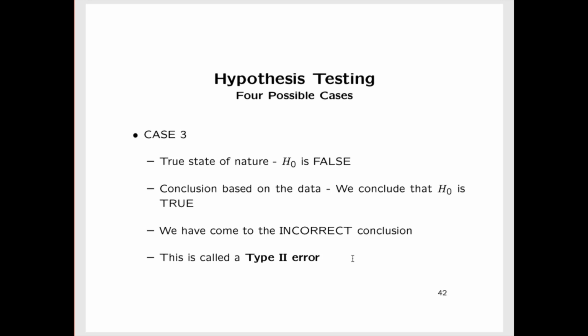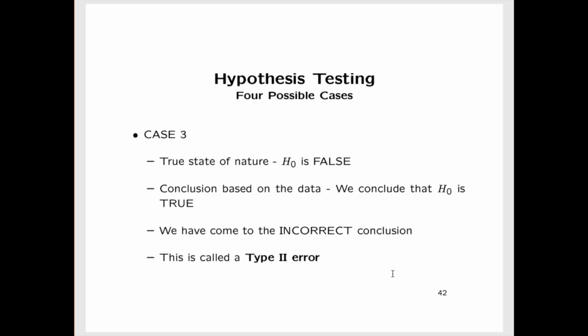The third scenario, or case, is that the null hypothesis is in fact false, but based on the data, we conclude that the null hypothesis is true. If the null hypothesis is in fact false, but we conclude based on the data that it's true, then again we have come to an incorrect conclusion. But this is different than the previous type of error, so we give it a different name. This is called a type 2 error.